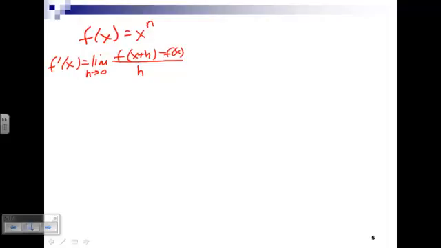All right. What I do is I start with my definitions. My definition of the derivative function is this limit function, right? Now, the limit as h approaches 0 of x plus h to the nth power minus x to the nth power all over h.